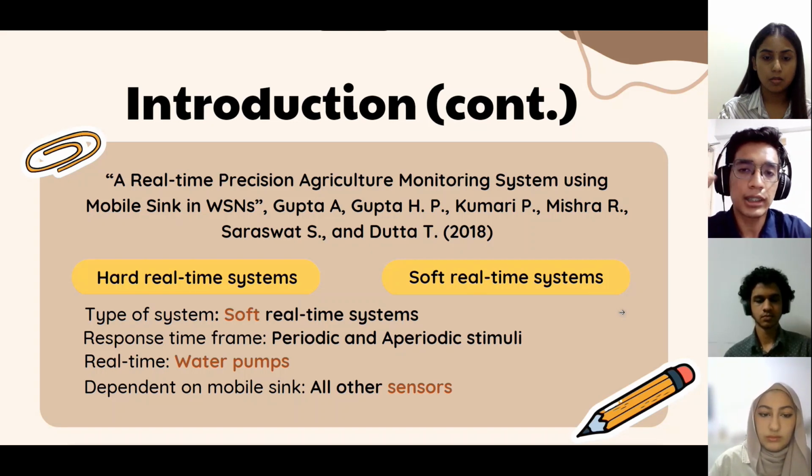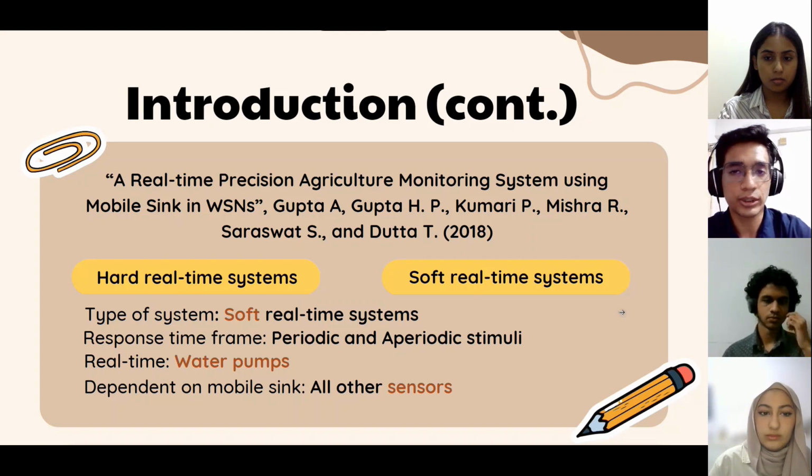In terms of real time, according to the authors, they hooked up a water sensor to a water pump. So if the moisture level or the water level of the soil is too low, then it will automatically turn on the water pumps. So that's how that works.